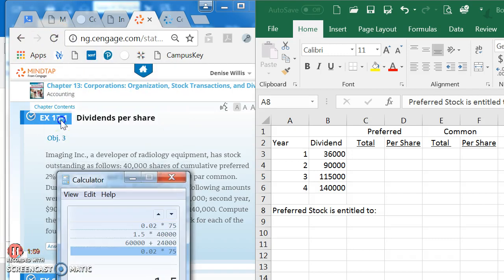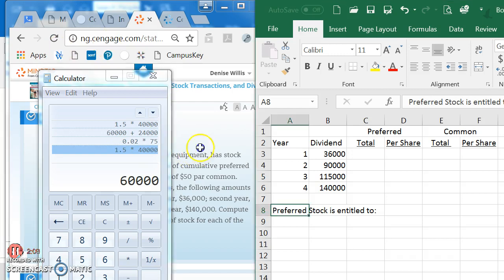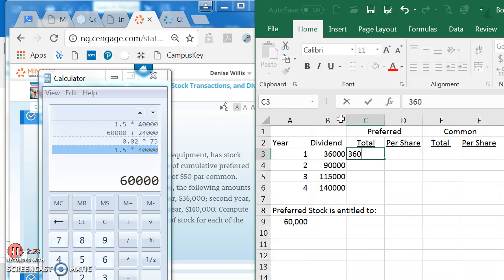Okay. However, let's calculate it on a class basis. There are 40,000 shares, so times 40,000, there we go. They are entitled to $60,000. So I'm going to just put that down here so we can remember they are entitled to $60,000. Now, let's get back to our task. In year 1, if they are going to only give out $36,000 in dividends and the preferred shareholders are entitled to $60,000, then obviously that entire $36,000 goes to the preferred shareholders, and that leaves common with nothing.